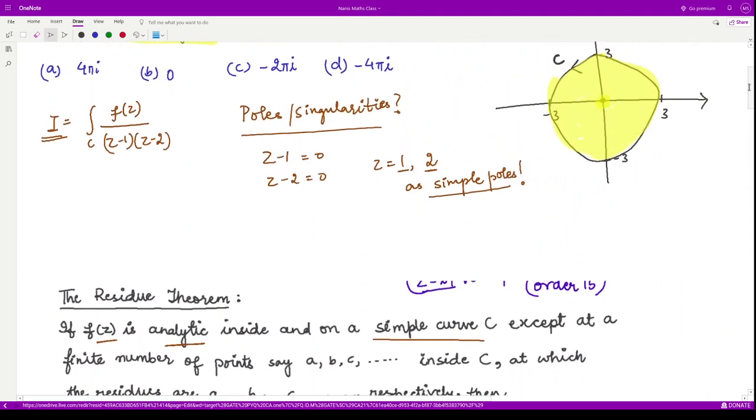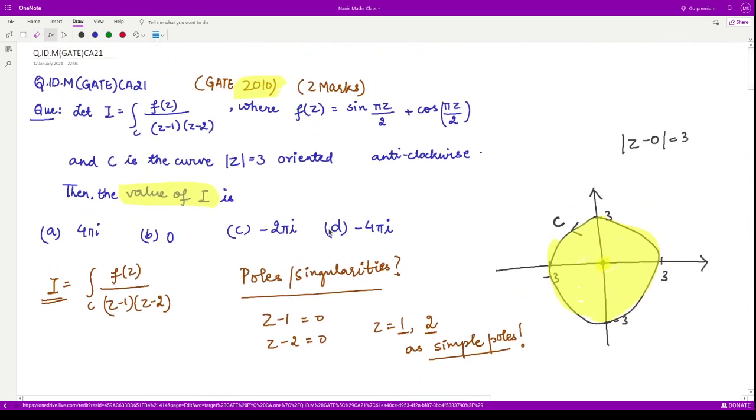So let us look at our options. From here, option D comes out to be the correct option.